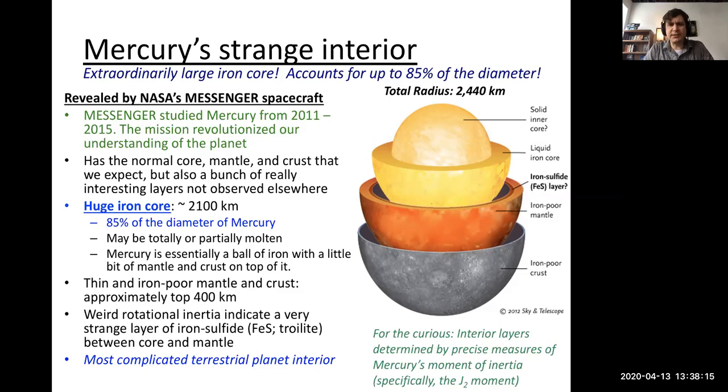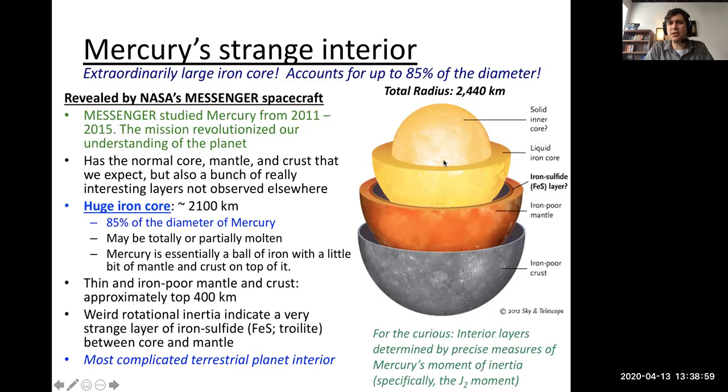So what we knew before Messenger is that Mercury did have a core, a mantle, and a crust. We knew it had a magnetic field, which means that it had to have a core with a liquid molten layer, so you could drive the planetary dynamo. And we expected a mantle and a crust. We knew that the iron core was much larger relative to the size of the planet than, say, Earth or the other terrestrial planets. But we had no idea that it was as large as it truly is. So, how big is Mercury's iron core? Huge is the right word to use here. So the total radius of Mercury is 2,440 kilometers. That's from center to surface.